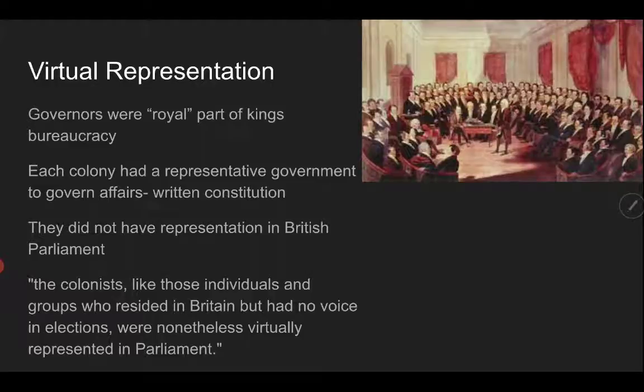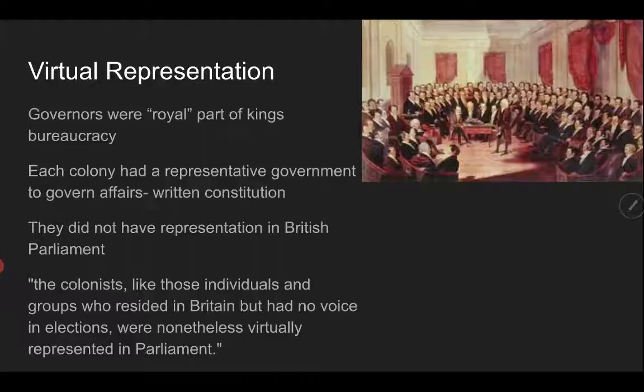And the reason why that's important is because we're going to talk about representation. So Parliament is the one who is making these laws. They're making these taxes. So when we get to no taxation without representation, the reason why it matters is because Parliament is the one who is doing it. So as far as that goes, it was only virtual representation as far as the colonists in Parliament, which means they did not have representation.